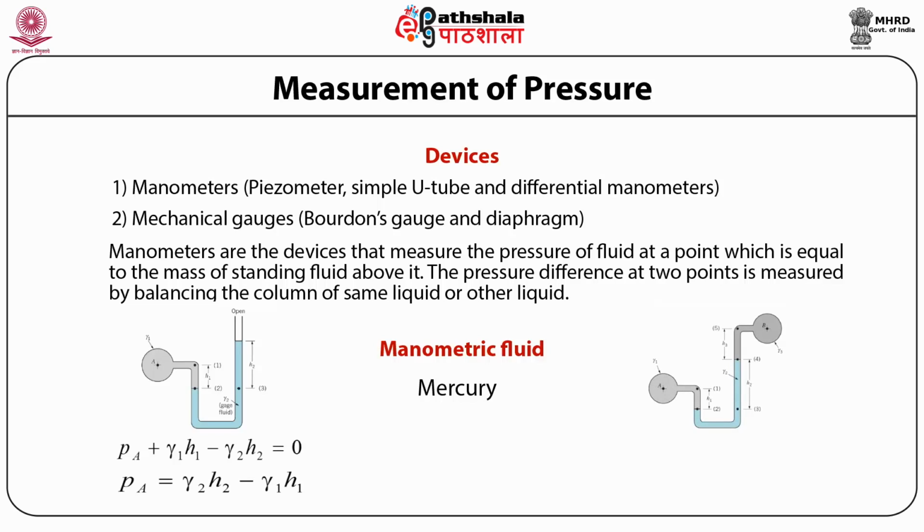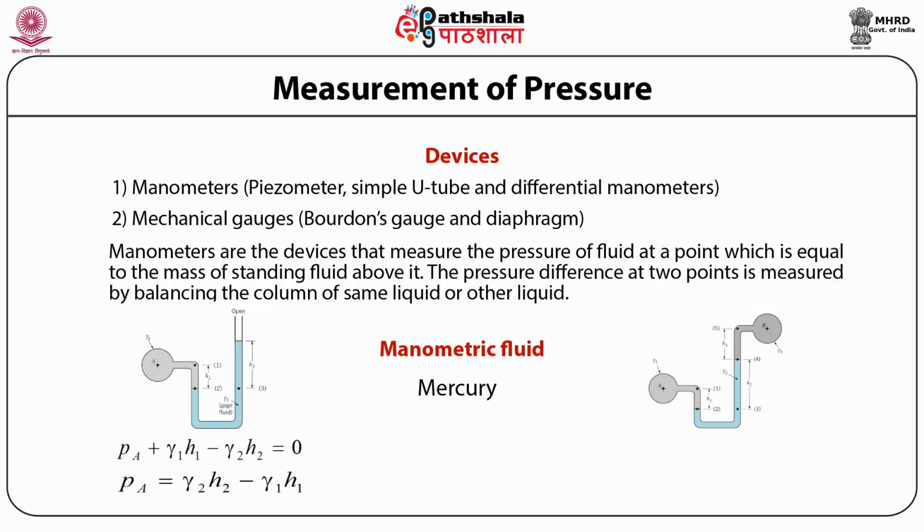The right hand side picture is a differential manometer. Here, the pressure difference between the two points is measured, that is, at point A and point B. The pressure expression in this picture will be like this. Take a reference line as we did in the previous one.